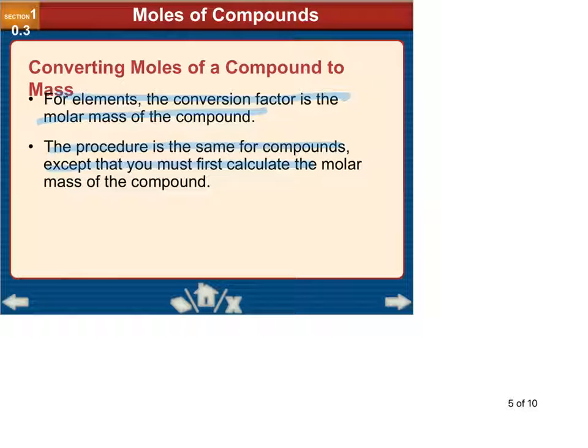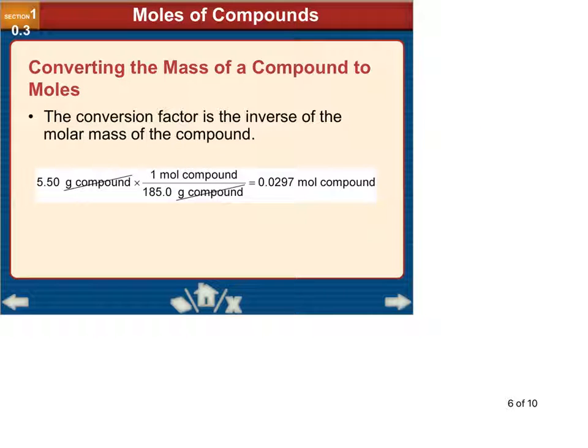Molar mass, this up here should have said element. Let's get rid of that word compound, make it the word element. For elements, the conversion factor is the molar mass of the element. Procedure is the same for compounds, except you first calculate the molar mass of the compound. Converting mass of a compound to moles, the conversion factor is the inverse of the molar mass of the compound.